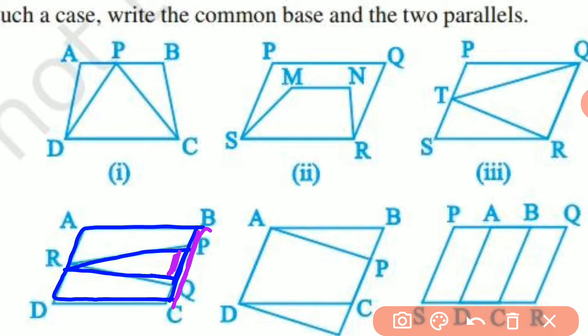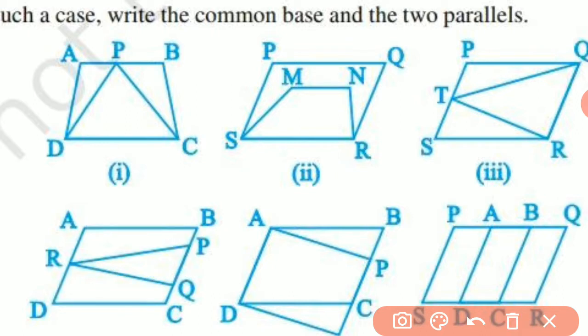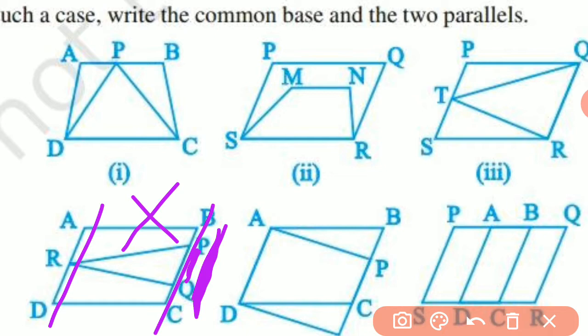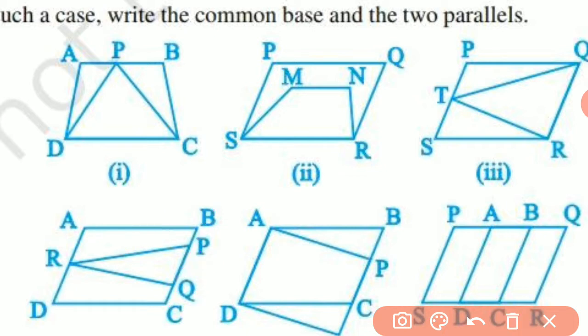We can say that they lie between the same parallels, but the bases are not the same. Here the base of the triangle is this distance and the base of the parallelogram is this distance. So the bases are not equal, but they lie between the parallels. So we can say that this diagram does not lie on the same base and between the same parallels.